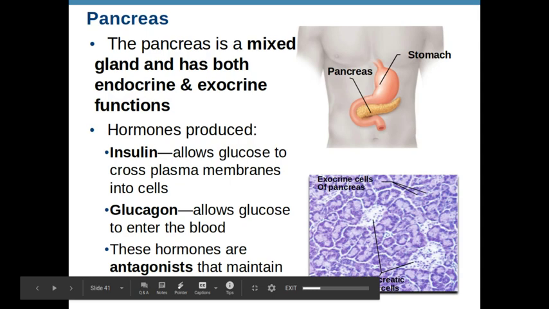Welcome back, students. So, question number 19 will be our last question of the day, but I want to take a little bit of time on it. So, here we go. Question 19 says, what does it mean that insulin and glucagon are antagonists?